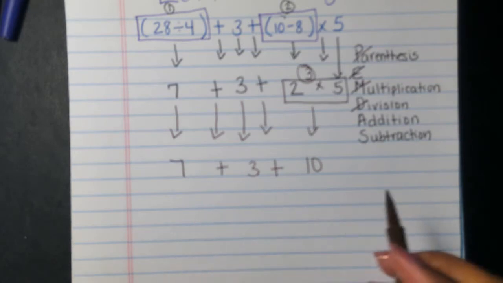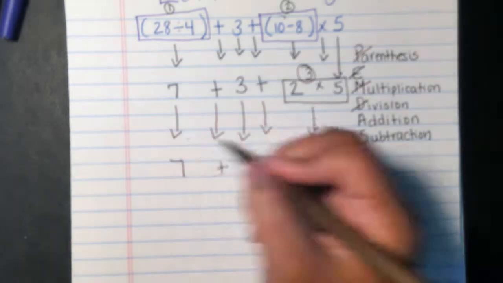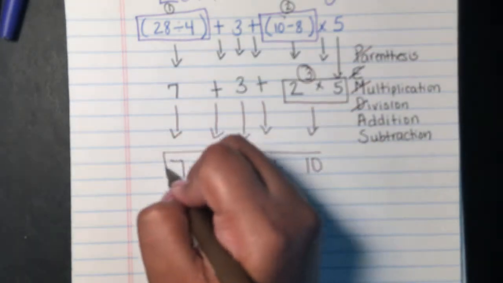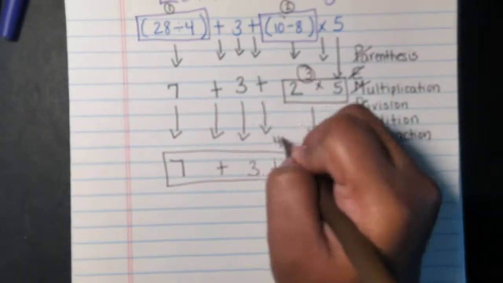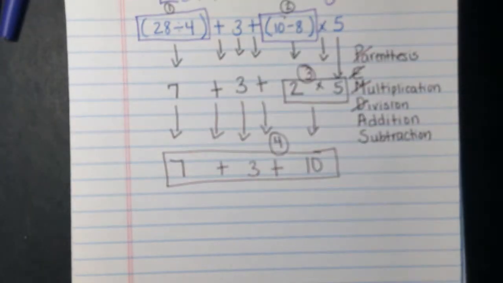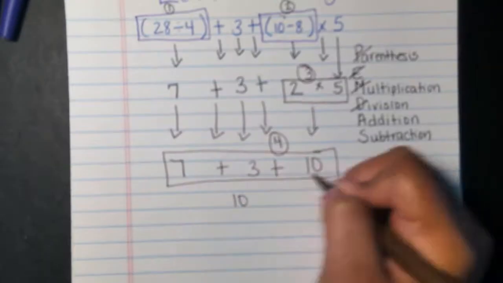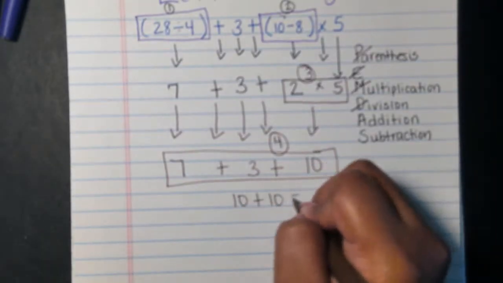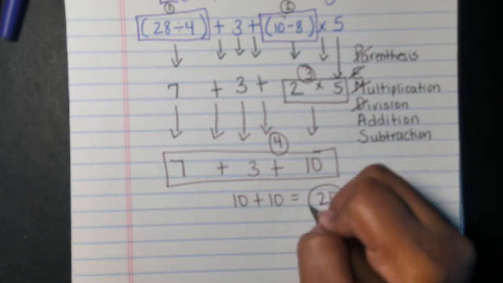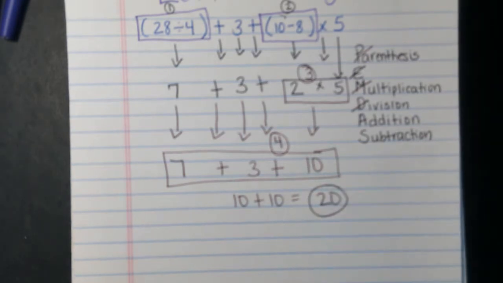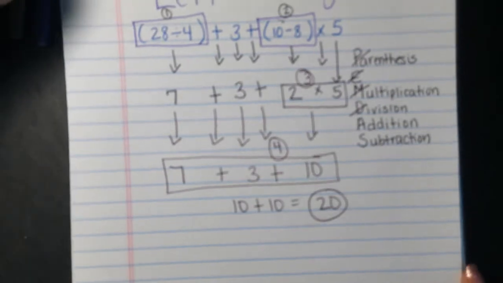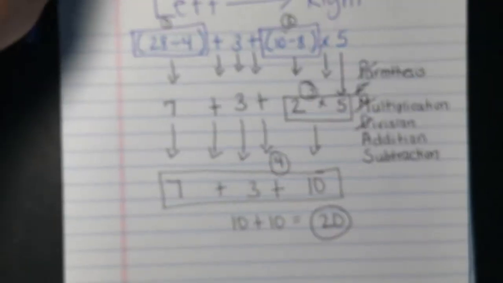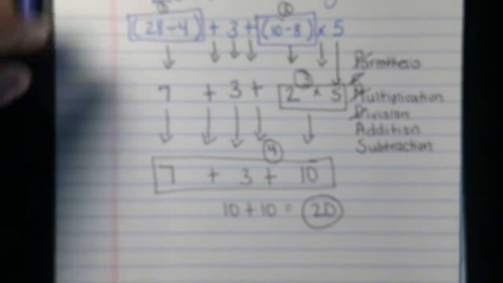7 plus 3 plus 10. I'm just going to solve this whole thing right here. If you want to chunk it into parts, you can, but because they're all addition, I think it's a little bit easier. So 7 plus 3, I know for sure is 10. Plus 10 equals 20. And there's my answer. Okay. So remember to follow PEMDAS in that order. I hope this helps.